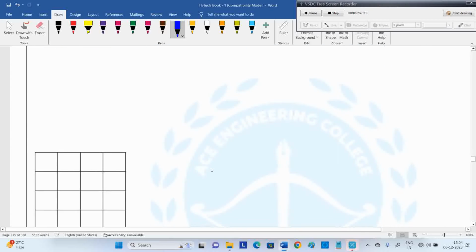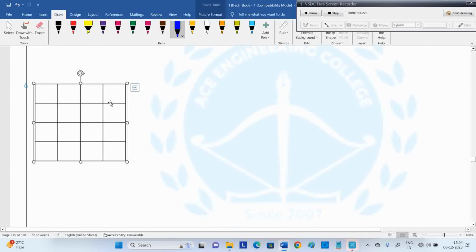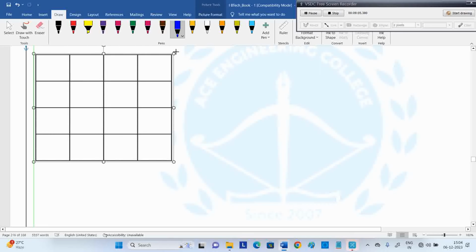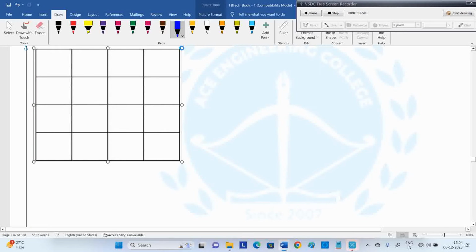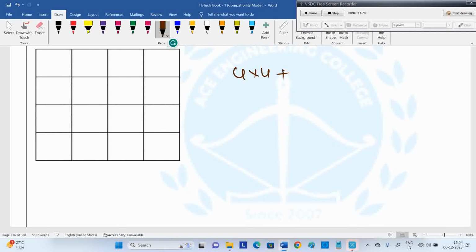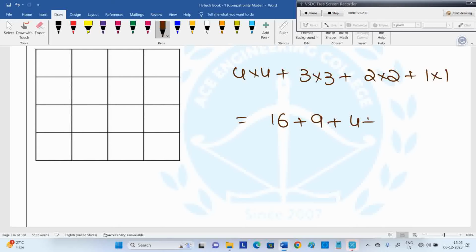Good. Now let's see the next one. How many rows and how many columns is this? Yeah, 4 rows and 4 columns. Then how to do it? 4 into 4, 3 into 3, 2 into 2 plus 1 into 1. Right? So 16 plus 9 plus 4 plus 1. You got 30. Super.